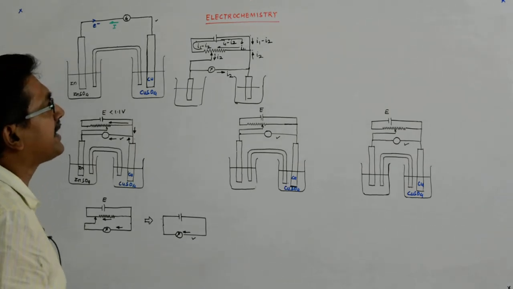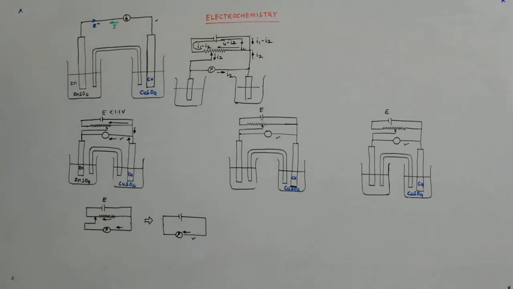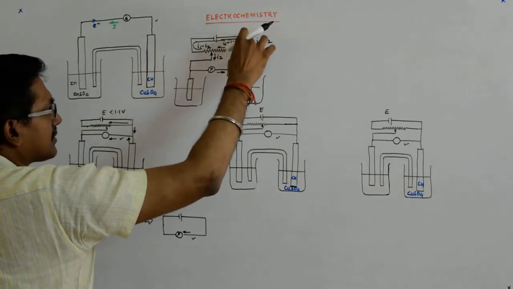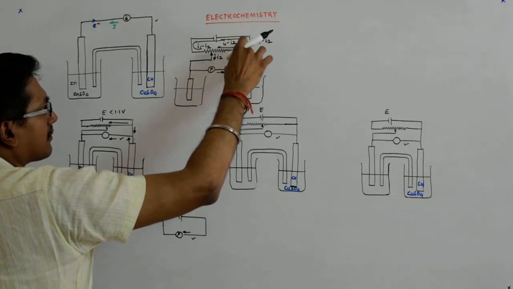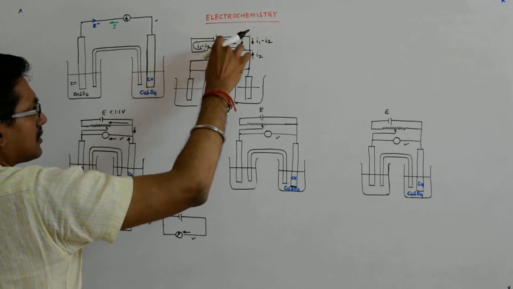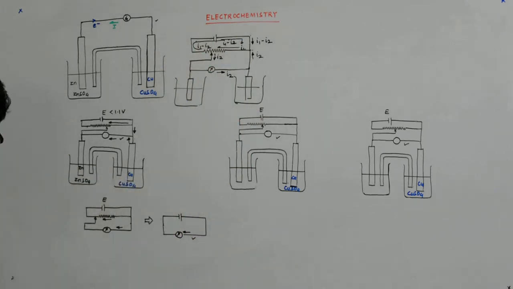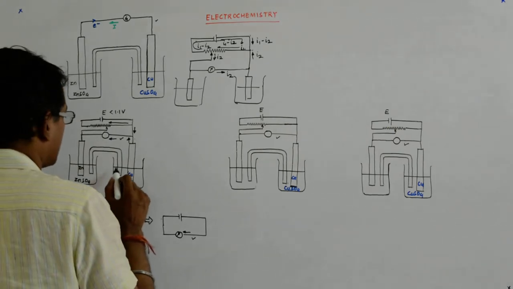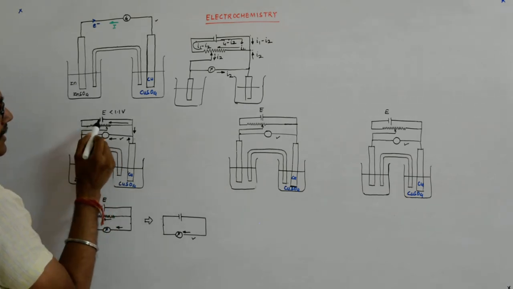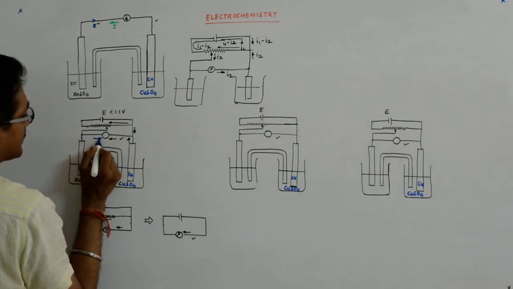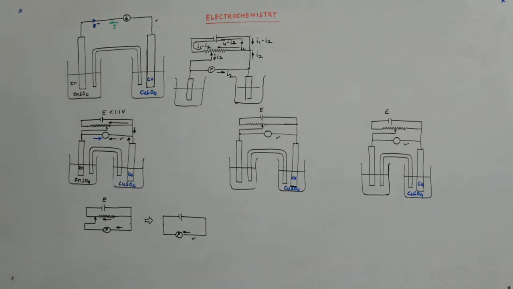So what have we actually done? A current flows like this. It flows like this. From here it comes out, and somehow it continues this journey like this. Now what happens? So this cell is able to force a current in this direction.